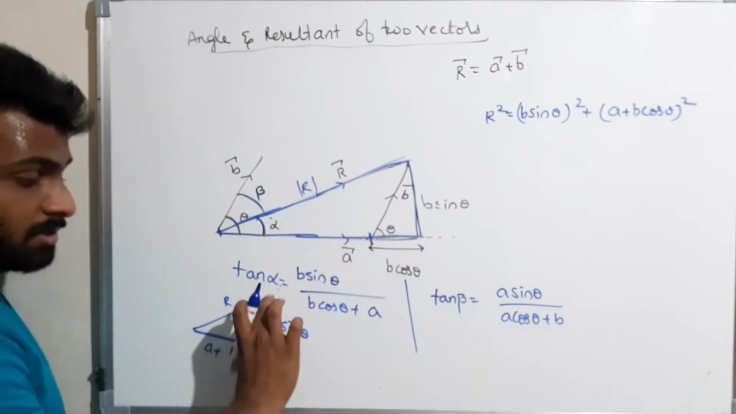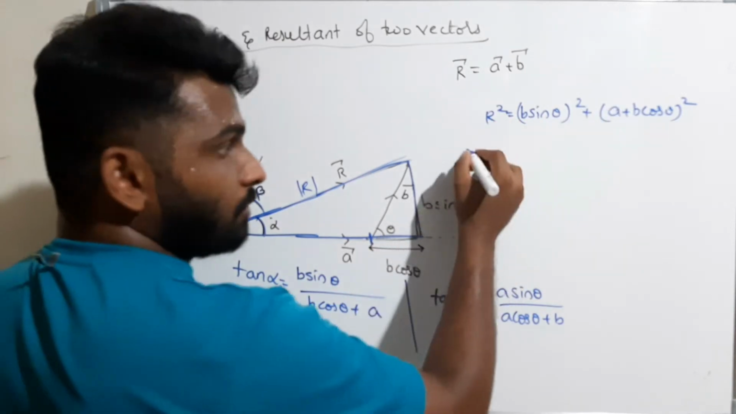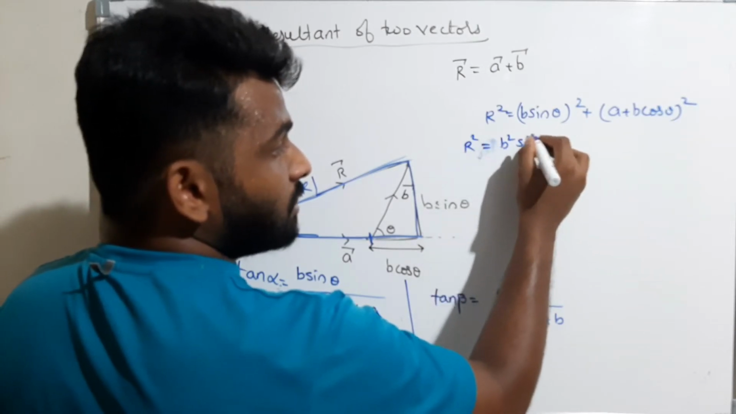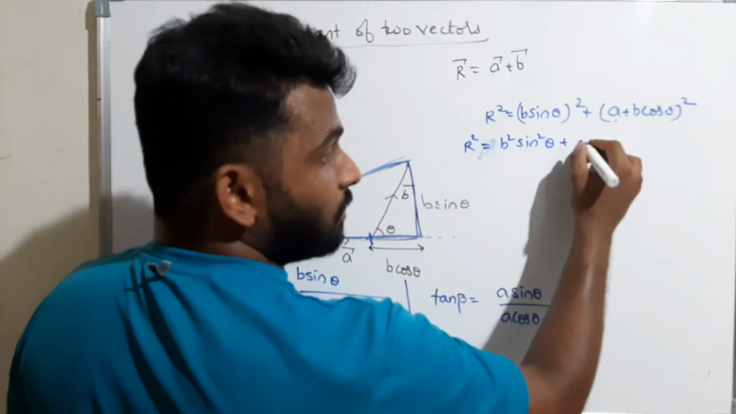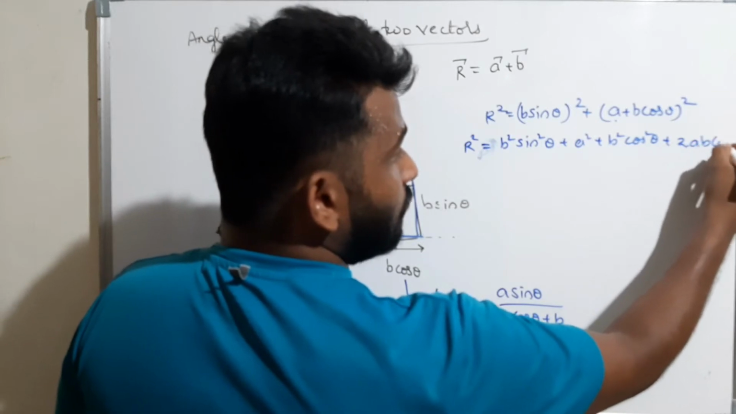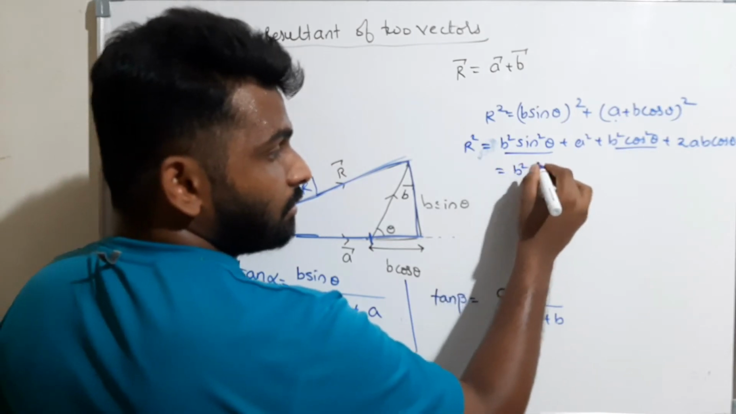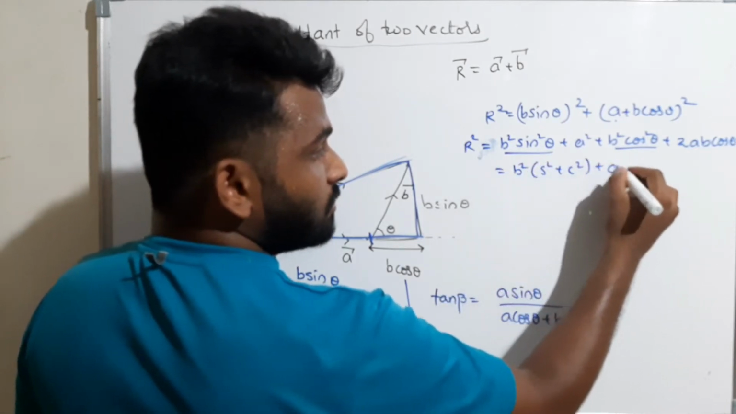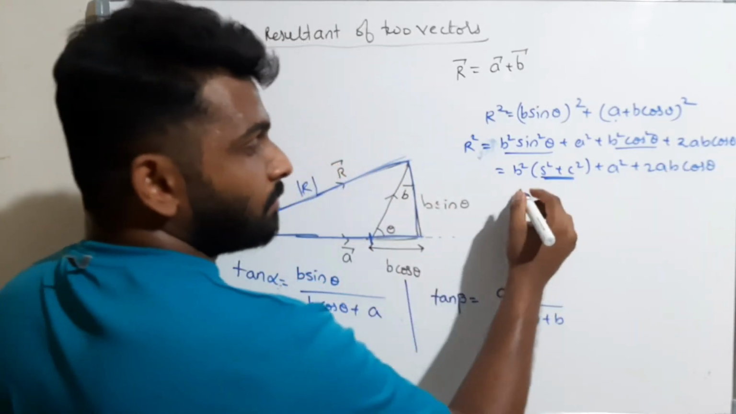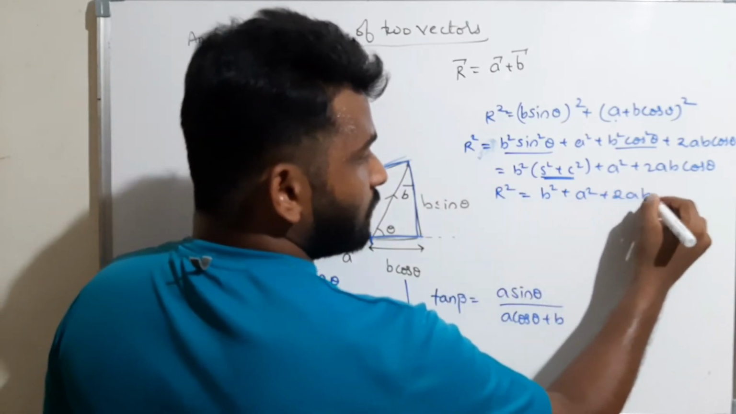Therefore, R square is equal to (b sin theta) whole square plus (a plus b cos theta) whole square, by Pythagoras theorem. Therefore, R square is equal to b square sin square theta plus a plus b cos theta whole square formula. Therefore, a square plus b square cos square theta plus 2ab cos theta. Now, in this I am taking b square common. If I take b square common, what I will get? Sin square plus cos square plus a square plus 2ab cos theta. Sin square plus cos square is nothing but 1. Therefore, what is R square? R square is equal to b square plus a square plus 2ab cos theta.